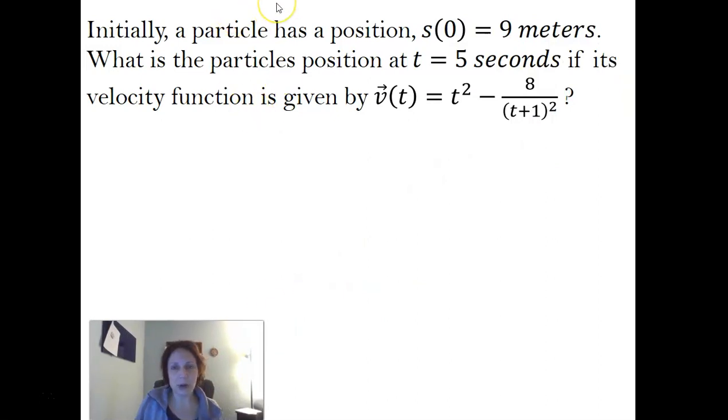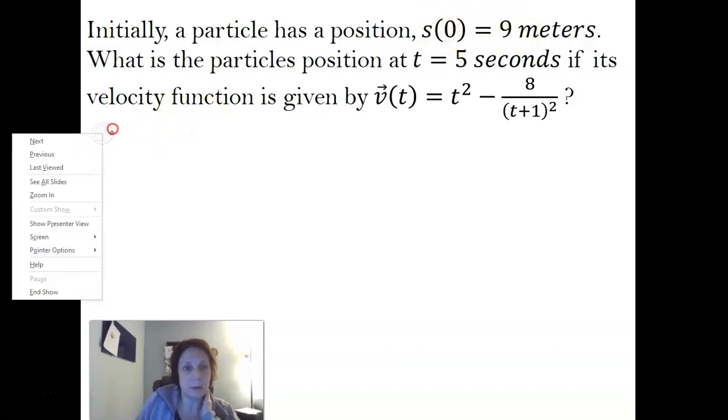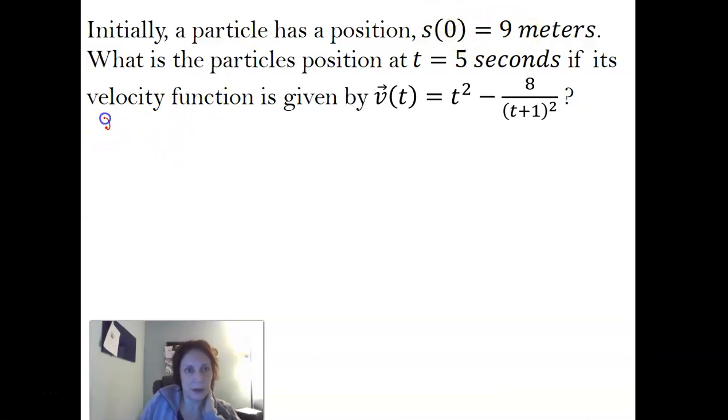Okay, it says initially a particle has a position of s(0) = 9. So in other words, at t = 0, we know that displacement is 9 meters. That's its initial position. Right? It says, what is the particle's position at t = 5 seconds if its velocity function is given by... So here we go. They gave us a velocity function.